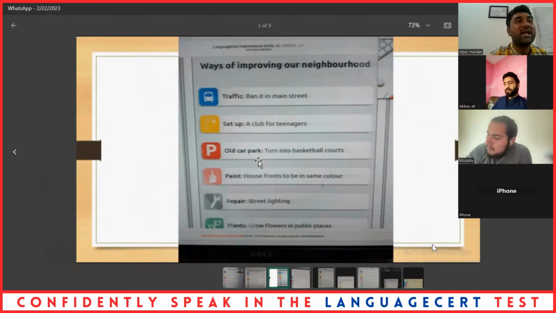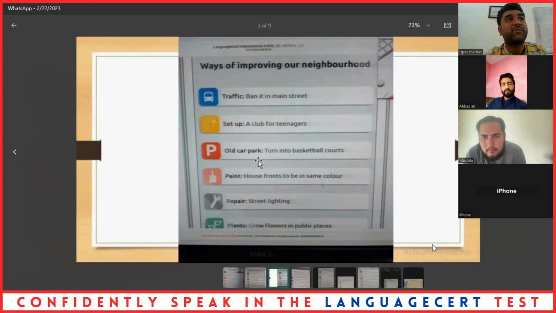I think street lighting should be fixed because most of the aged people find it difficult to walk to their house or any other places at night time. So it would be quite convenient and feasible for the aged people if we repair street lighting. Another one.